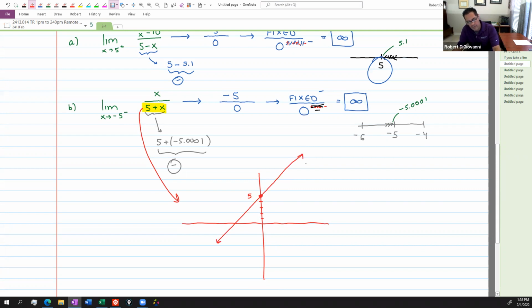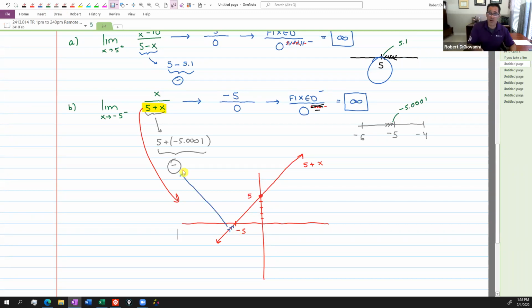That's what x plus five or five plus x looks like. And it hits the x-axis here at negative five. And we are approaching negative five from the left. So we would be coming into this graph from this side. And those would be negative values, which would match up with that.